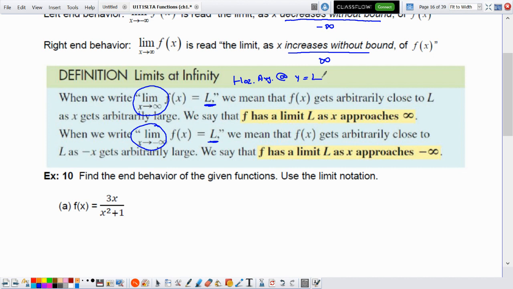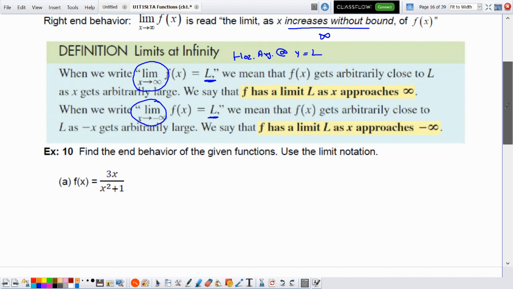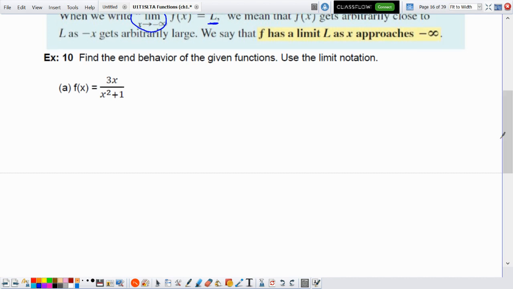Not every function has a horizontal asymptote. Some functions don't have any asymptote. We are going to look at some examples here. Understand, we don't have to know what's happening in the middle. We only need to know the end behavior. Also, you are not expected to sketch the graph. You are only expected to know what is happening at the extreme ends, and you have to use the limit notation.